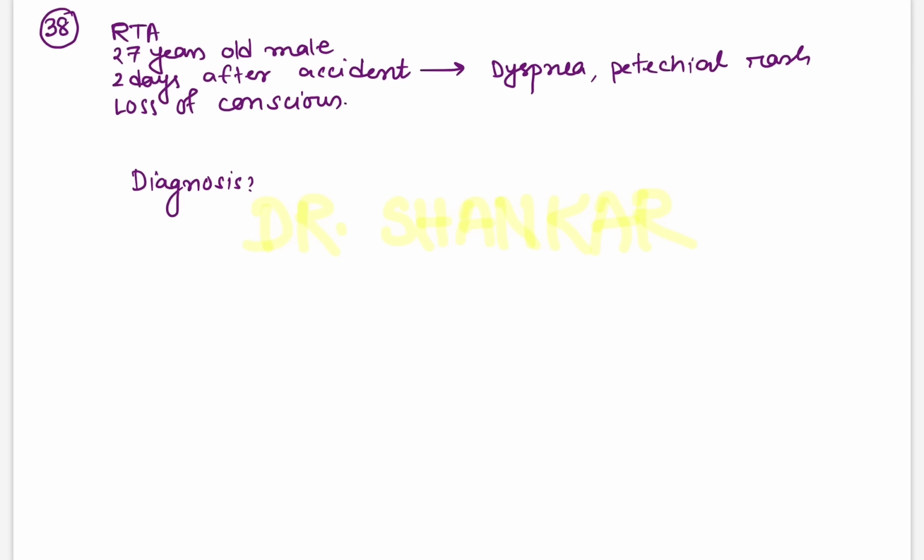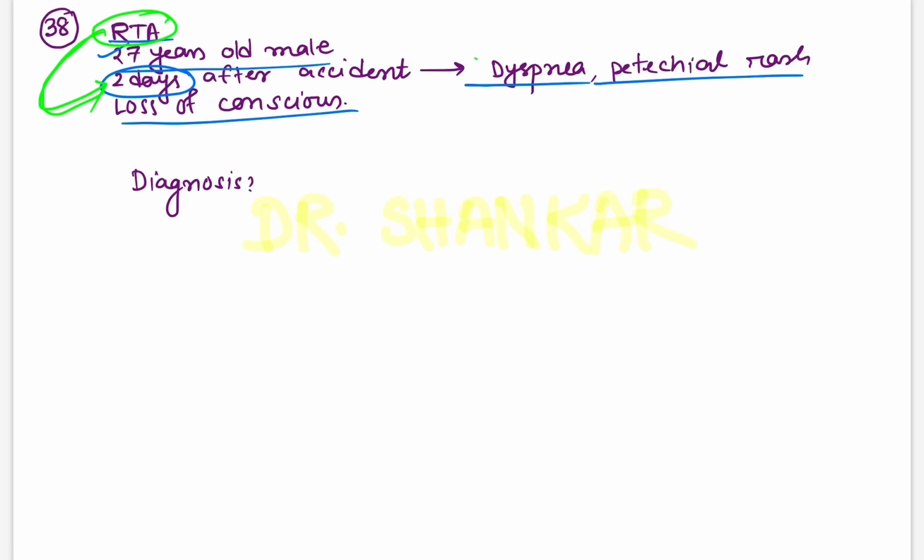Next, coming to question number 38. Following a road traffic accident, a 27 years old male, after 2 days of the accident, developed dyspnea, petechial rash and sudden loss of consciousness. So what is the diagnosis? This is the typical history: road traffic accident, and after 2 days the patient has the triad of shortness of breath, petechial rash and LOC. So this is a typical case of fat embolism syndrome. So the answer is fat embolism syndrome.